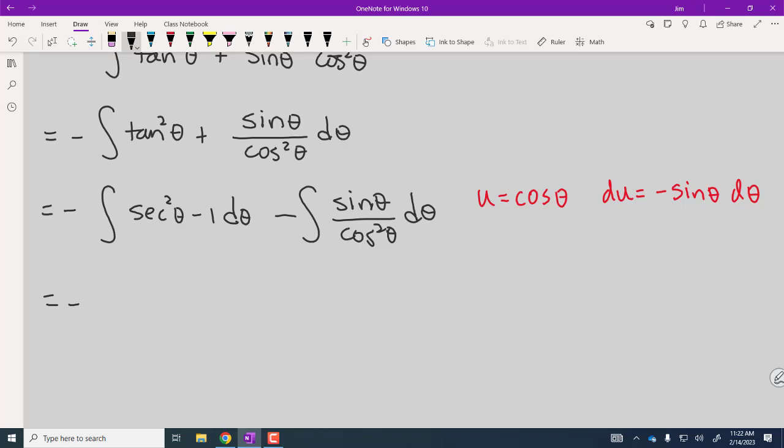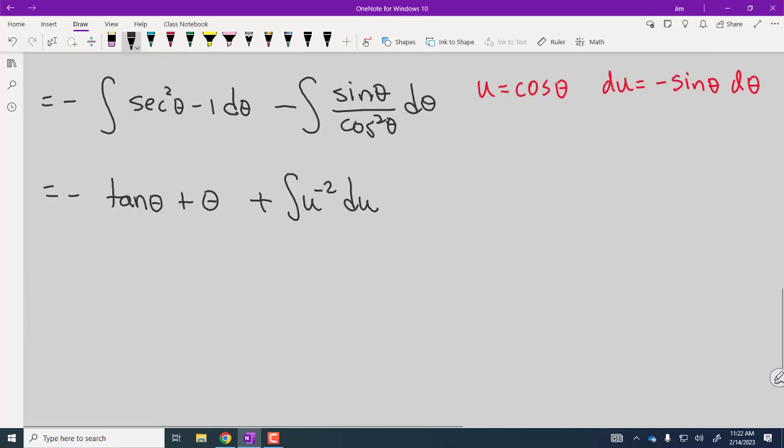Integral of secant squared, tangent. Integral of -1, negative theta. This minus will distribute and make it positive theta. And this integral becomes, let's see, minus sine theta d theta, there's a minus, there's sine theta d theta, that all becomes du. So this is going to become u to the negative 2 du. All right, so the u is in the denominator. Cosine is u. U squared in the denominator is u to the minus 2 in the numerator.